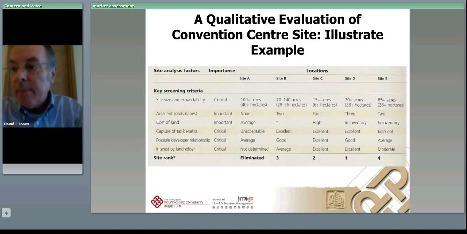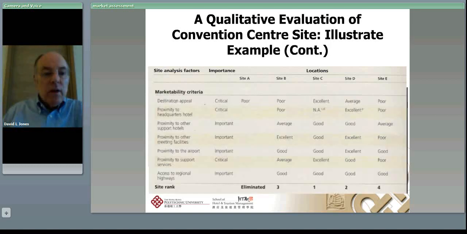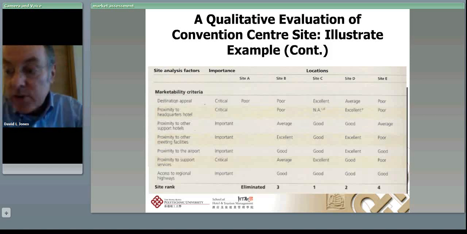Okay, now how about marketing criteria? Look at the destination appeal. We look at the proximity of headquarters, hotel, all these other aspects. Again, we're looking at this qualitatively. So we look across the different sites. Again, A is eliminated. C comes out 1, D comes out 2. So far looking for C, right?